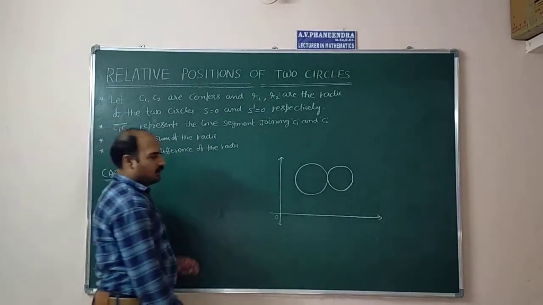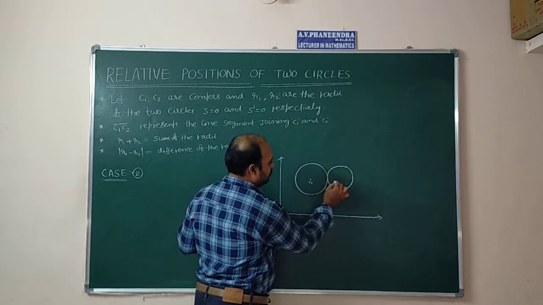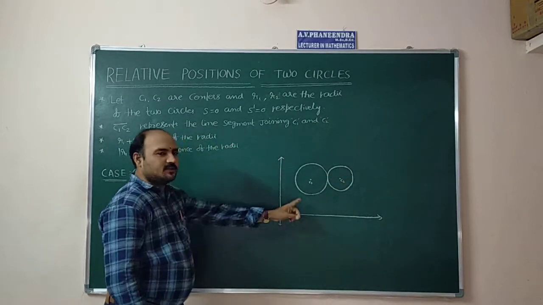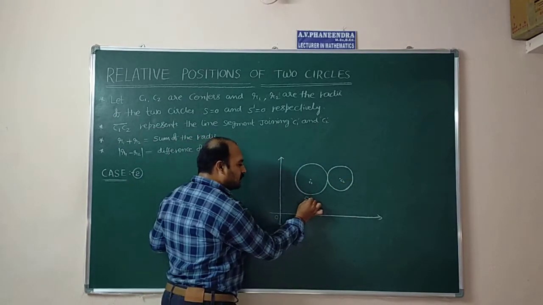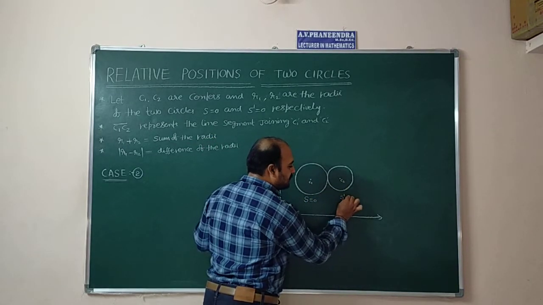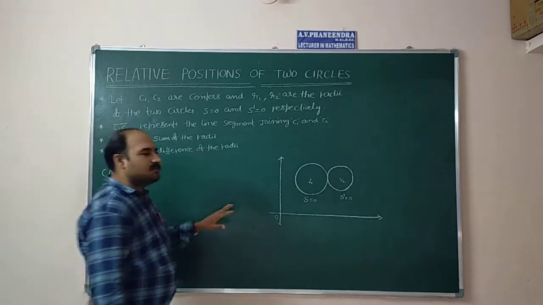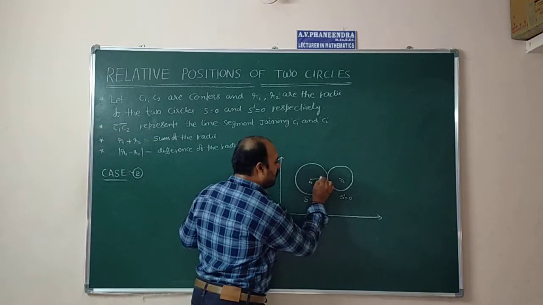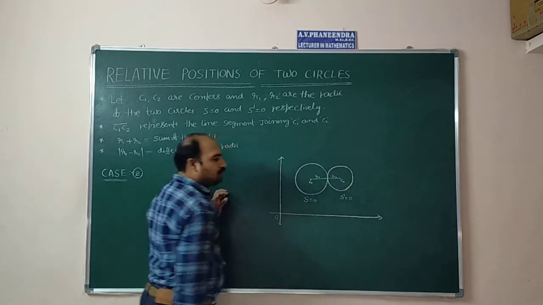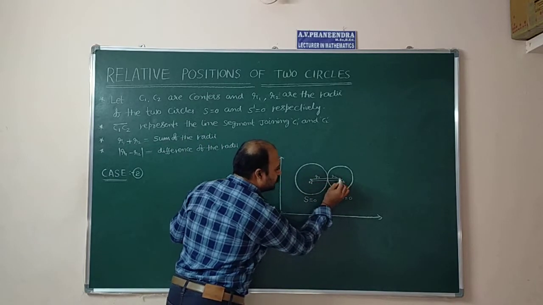Observe these diagrams. C1 is the center of the first circle, S equal to 0. C2 is the center of the second circle, S dash equal to 0. If you observe, the radius of the first circle is R1 and the radius of the second circle is R2, and the distance between their centers is C1 C2.